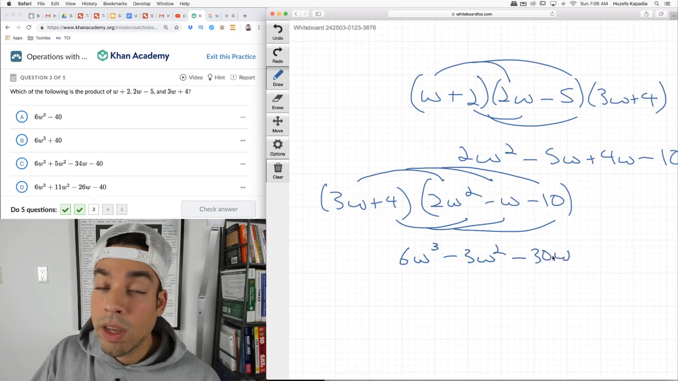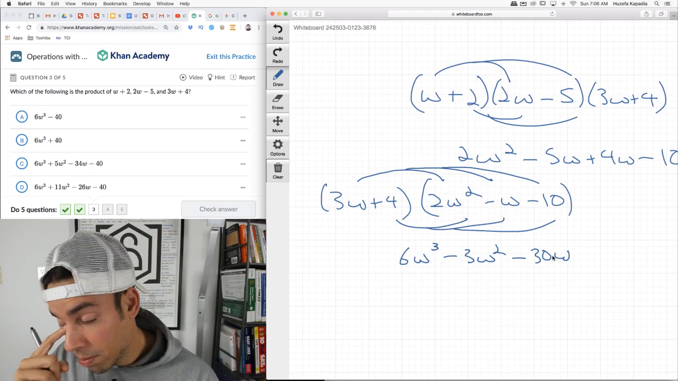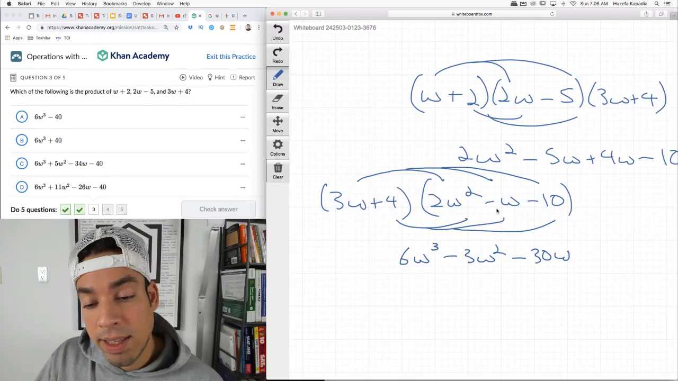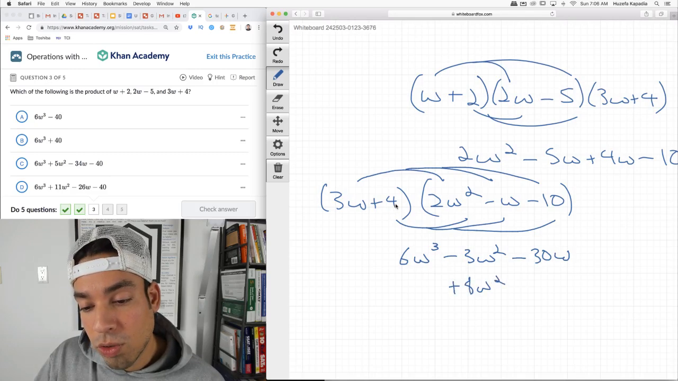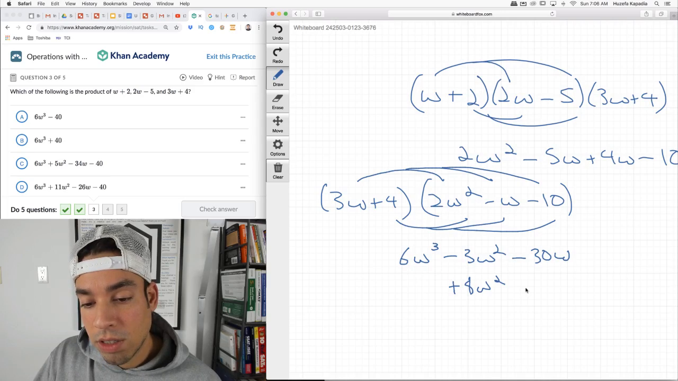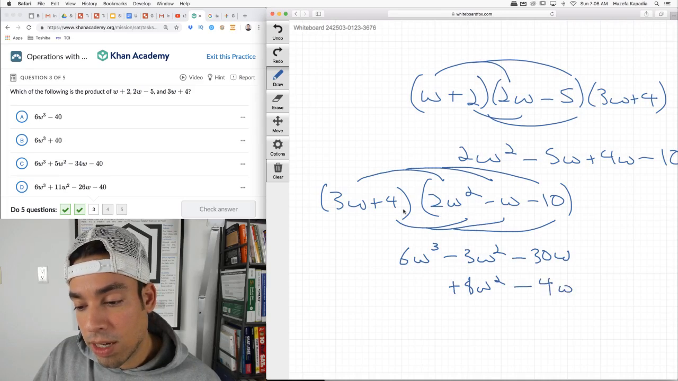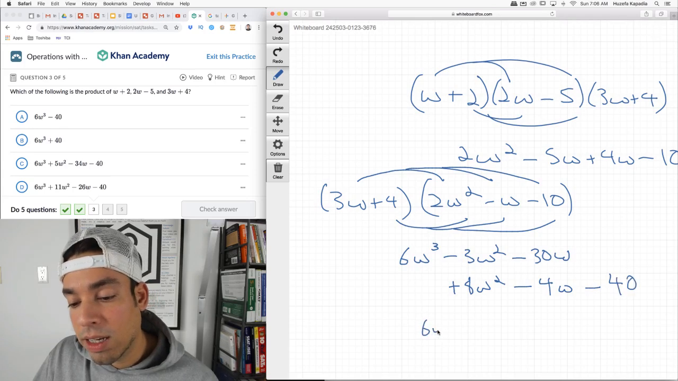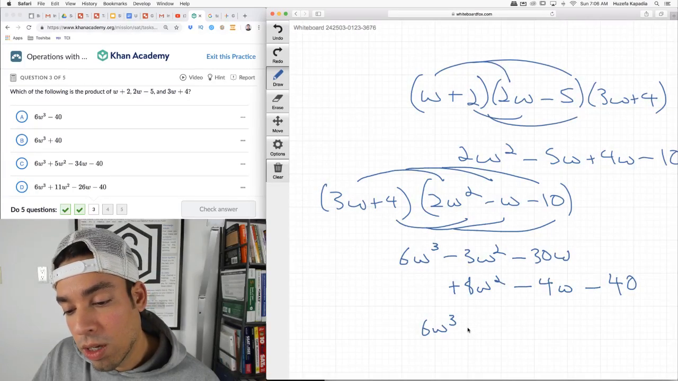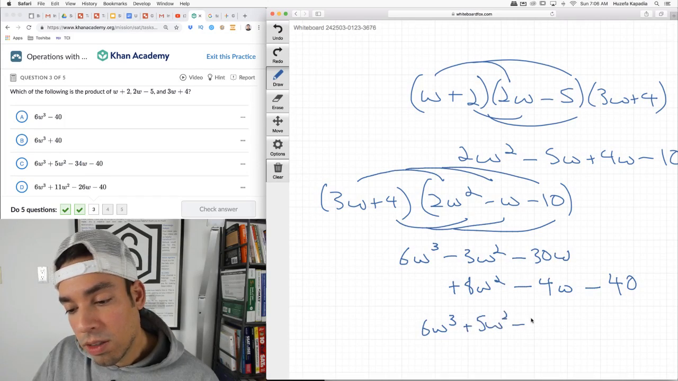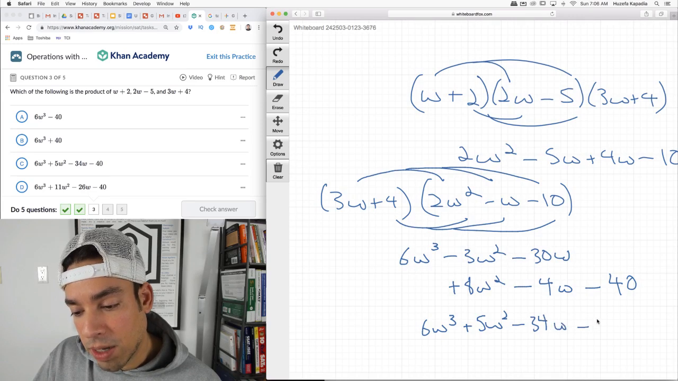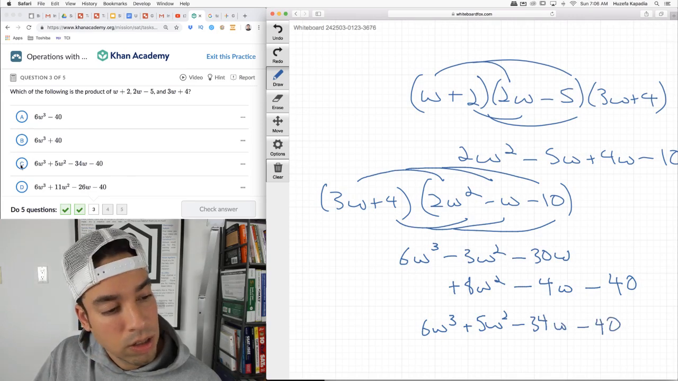Oh yeah, I learned a trick from a math teacher in LA. And then when this one distributes, we write it right under here. So it becomes plus 8w squared minus, see this becomes minus 4w. See how I'm lining the terms up? Minus 40, and then everything is already lined up. So then I know it's 6w cubed. These guys combine to become 5w squared. These guys combine to become negative 34w, and this is minus 40, so it's C.